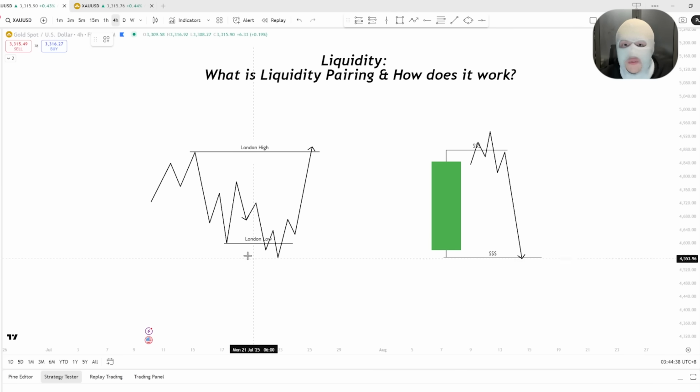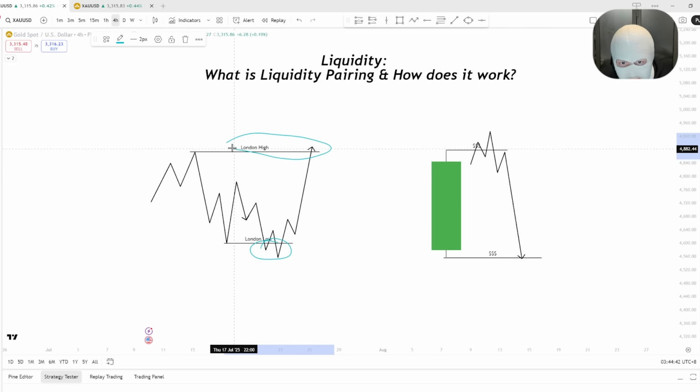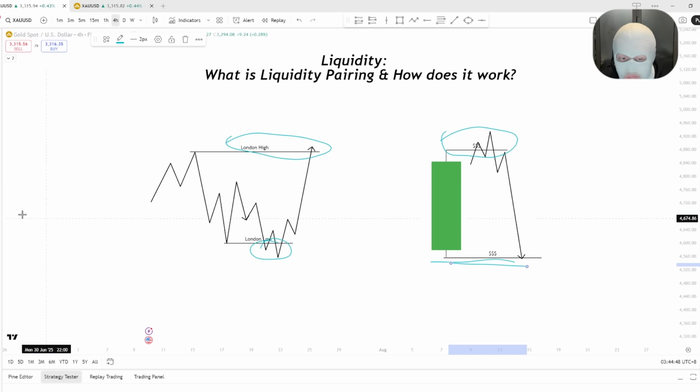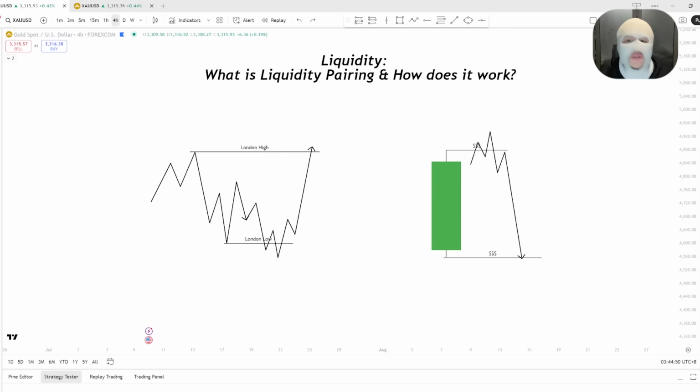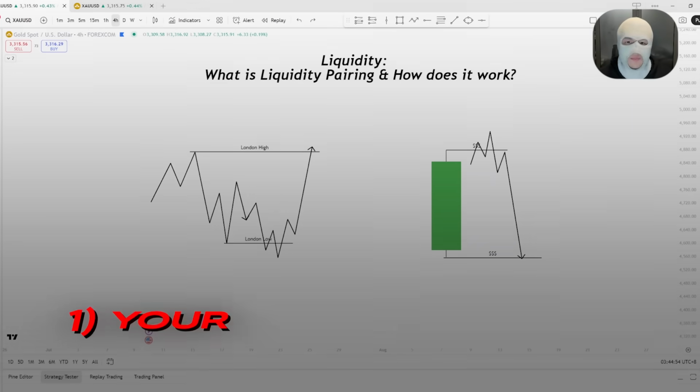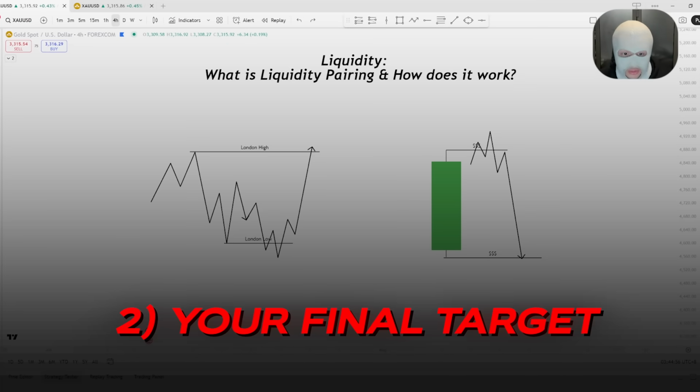For example, if we sweep the London low, we expect to target the London high. If we sweep the previous 4-hour candle's high, we expect to target the previous 4-hour candle's low. Using this logic, you can frame 2 things. Number 1, your point of interest. Number 2, your final target.